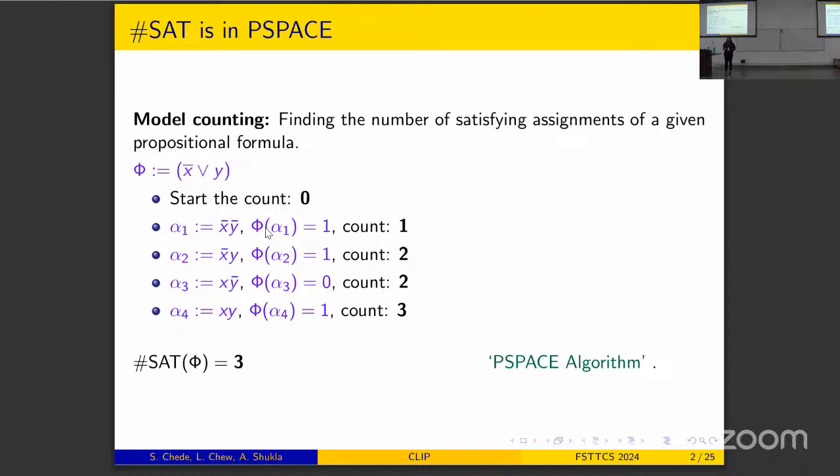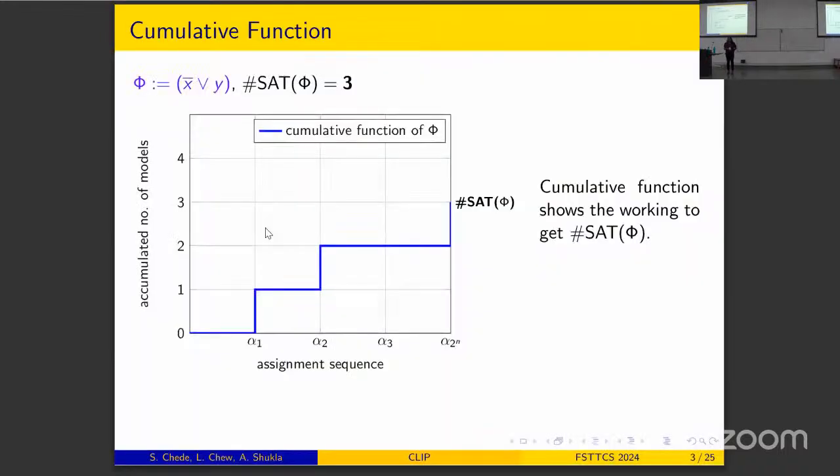Now, how do you prove this? Like in your elementary schools, you show your proof, right? Show all your working. Like you can plot a graph. This is a cumulative function graph. If you show this and it's correct for every point, it is definitely a correct proof for model counting, right?